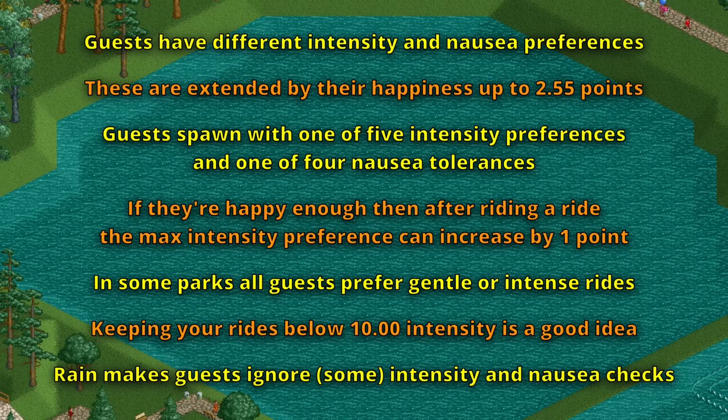Lastly, rain will allow guests to go on any ride with any intensity and nausea rating as long as the ride is sheltered. And that's it.